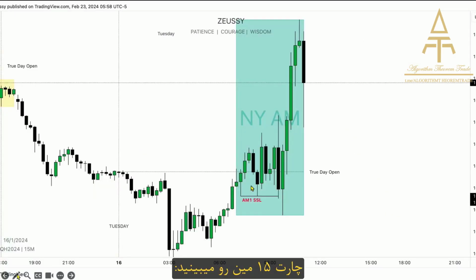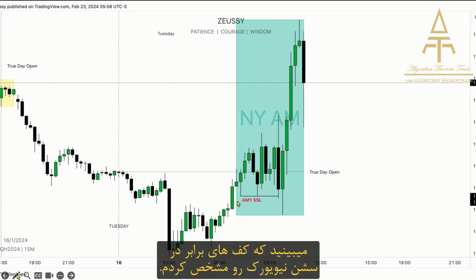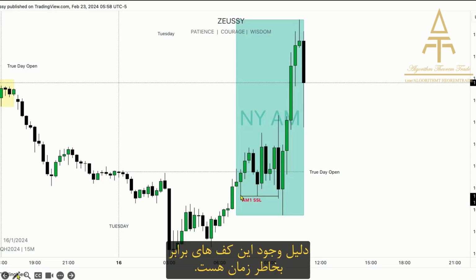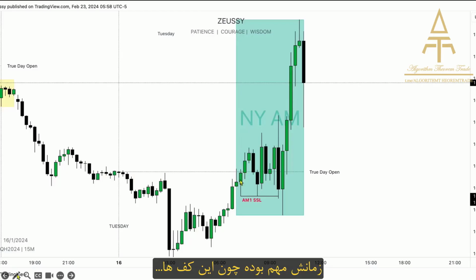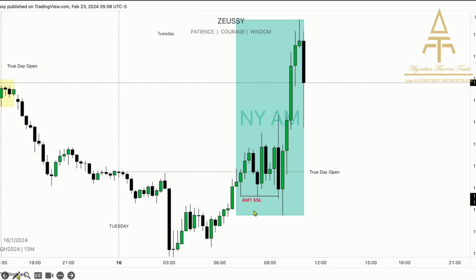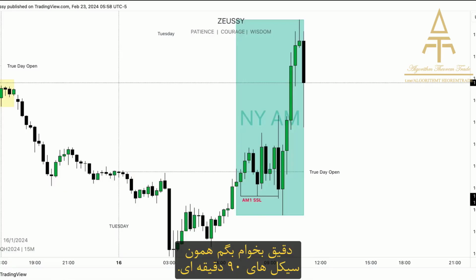So here we are on the 15-minute chart, and as you can see, I have annotated equal lows engineered during the New York morning session. The reason why these equal lows have been engineered is because at the time of these equal lows being engineered, it was significant, because these lows are lows of time cycles, 90-minute cycles to be precise.